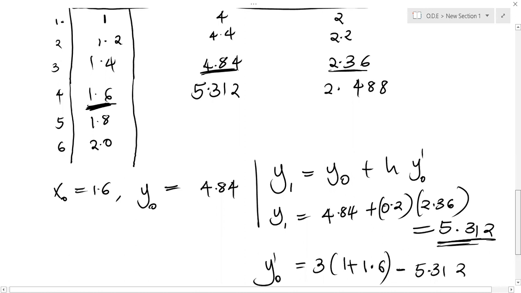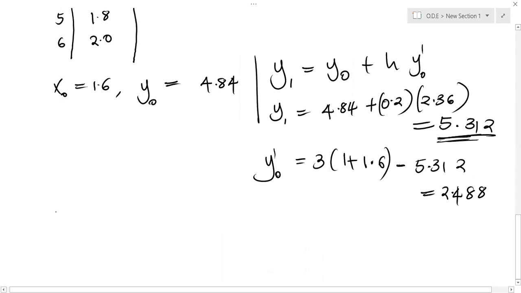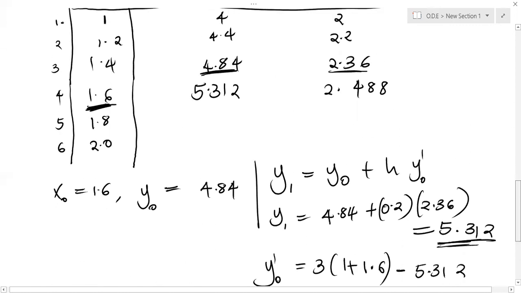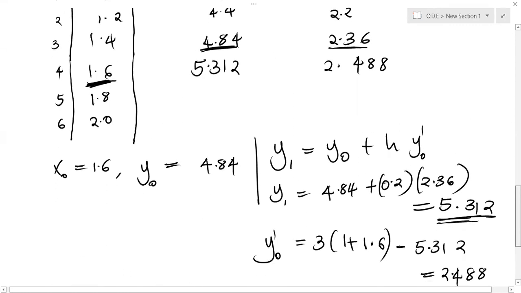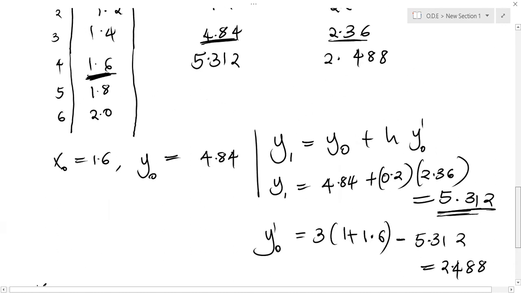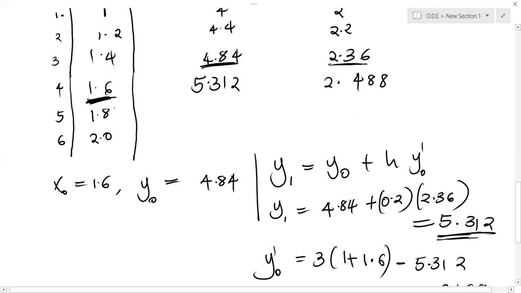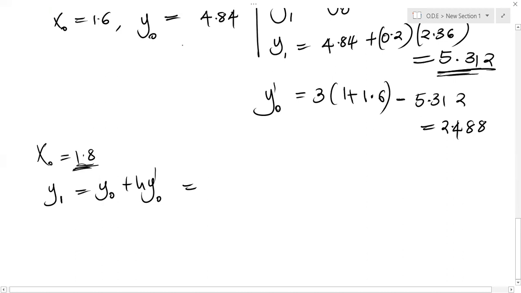For 1.8, I want you guys to see x naught is equal to 1.8. So if x naught is equal to 1.8, what's going to be my y1, guys? Y1 is equal to y naught plus h y prime naught. What's my y naught? Go back to the table and see what the value of y naught is. For 1.8, y naught is 5.312.